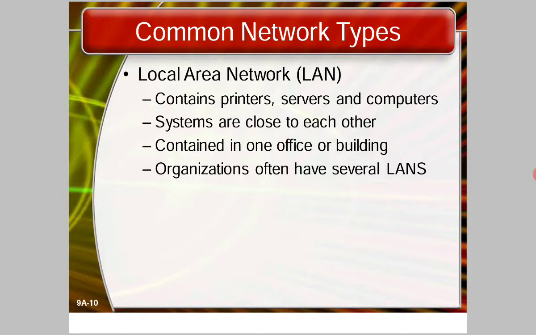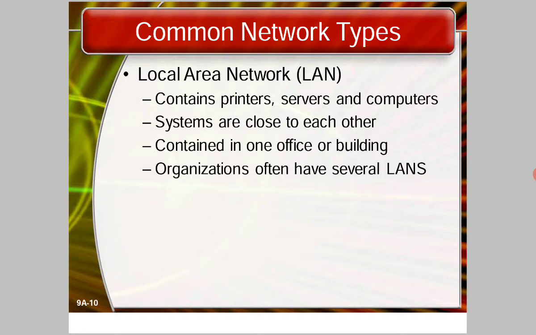So what are the different types of LANs? One is a LAN or local area network. A LAN or network generally contains printers, servers and computers. Systems are close to each other and contained in one office or building, and organizations often have several LANs. LANs are mainly used to connect printers, servers and other computers, workstations, clients, servers, like that.